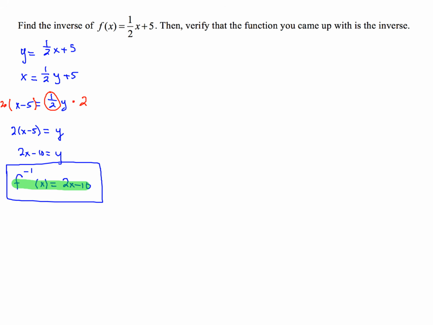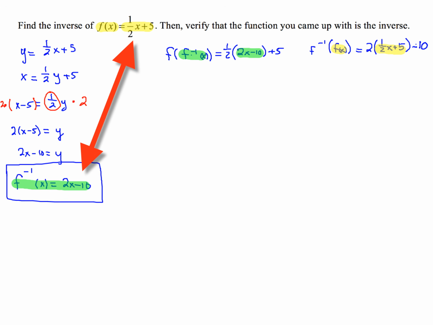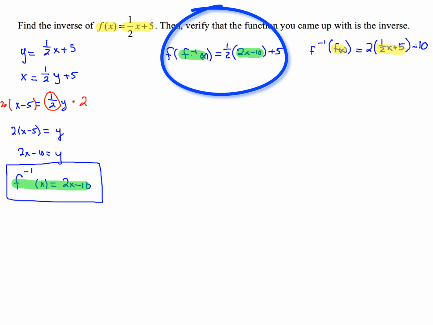Now the second piece, what we have to do is we're going to come up with a series of 2 substitutions we're going to take. Now the first substitution is going to involve taking the inverse function and plugging that into the original function. So that's going to be like our setup here on the left. F of f inverse of x equals 1/2 times 2x minus 10, plus 5. So we're going to do that substitution.